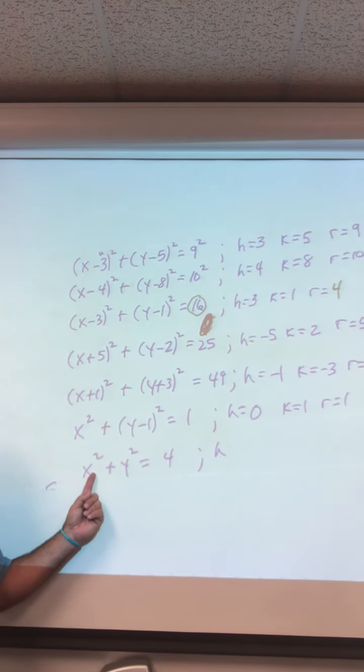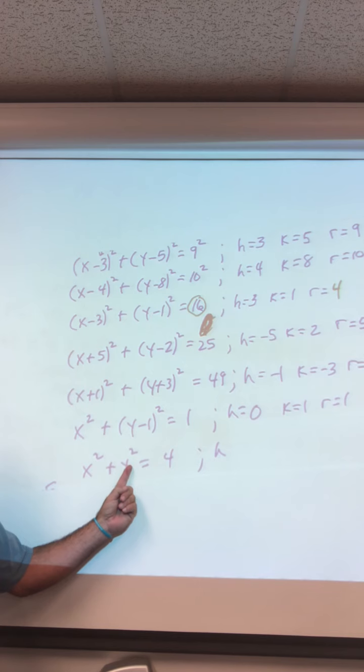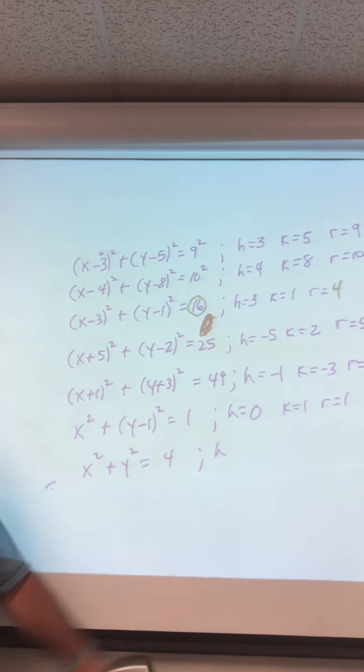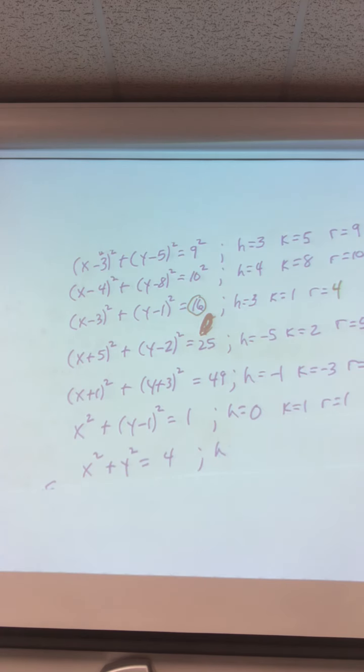All right, in this problem right here, what's your h? There's no number back here. It's 0. What's k? There's no number back here. It's 0. What's r? The square root of that number, which is the square root of 4, which is 2.